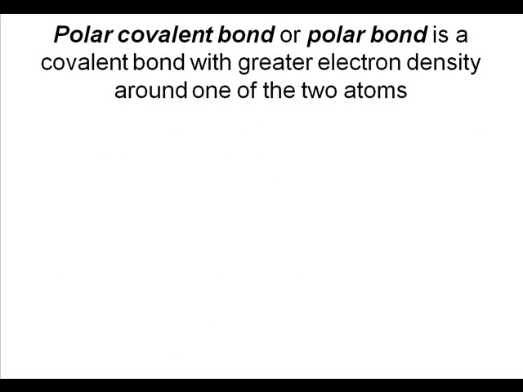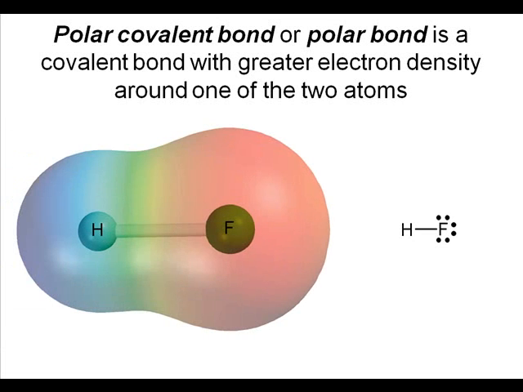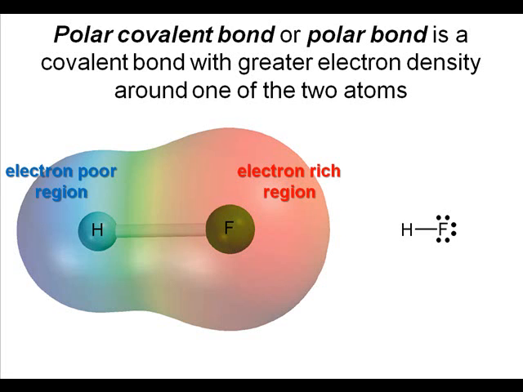So a polar covalent bond, also called a polar bond, is a covalent bond with greater electron density around one atom than another. And we see here that fluorine, which has a bond to the hydrogen, we can represent diagrammatically, which we've talked about already, in this manner. And we have a region that's electron rich and a region that's electron poor, and we can match that against the Lewis dot structure.